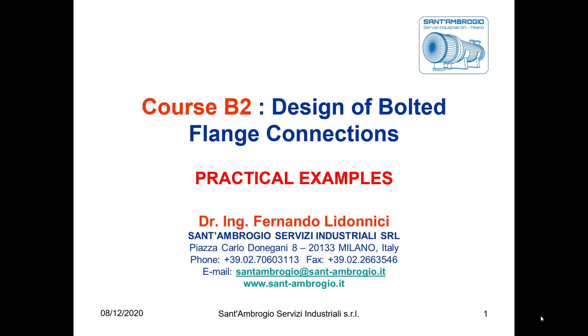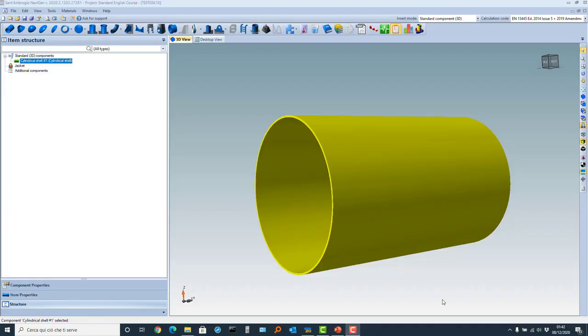Well, now I will show you some practical examples of flange design. I will design a flange in accordance with clause 11 of the harmonized standard and then try to copy the same flange, changing the method with the method of Annex G instead of the method of clause 11. Well, let's start from an item for which we already have the cylindrical shell.